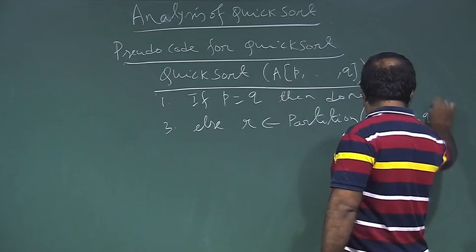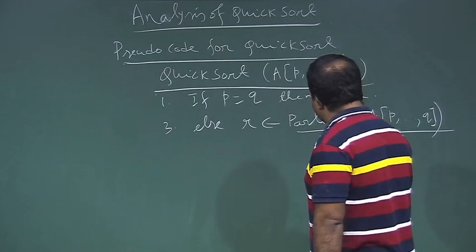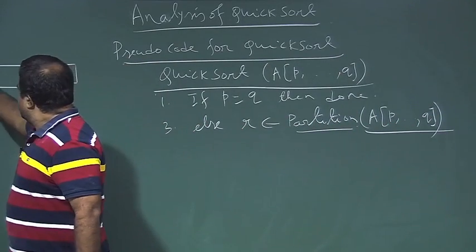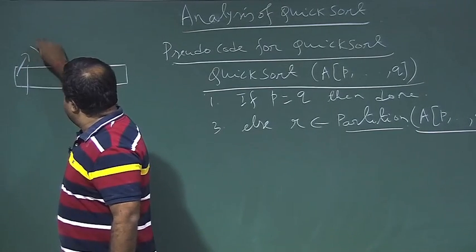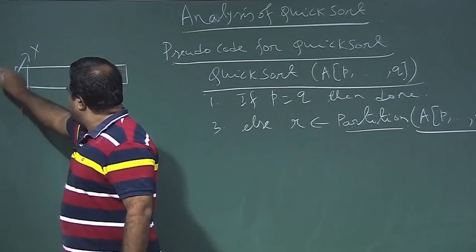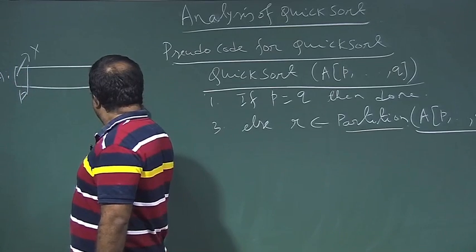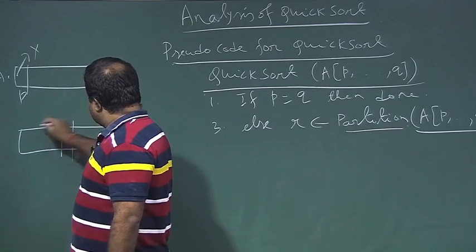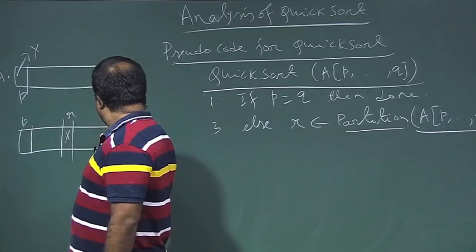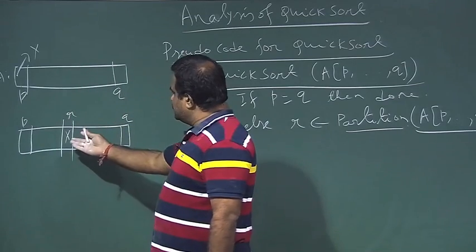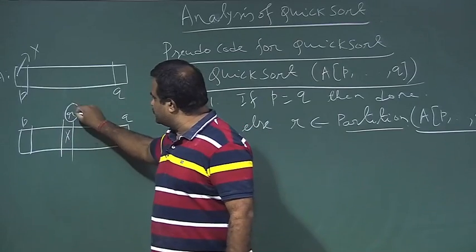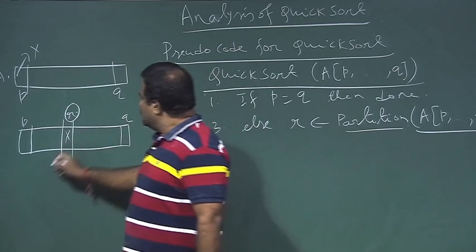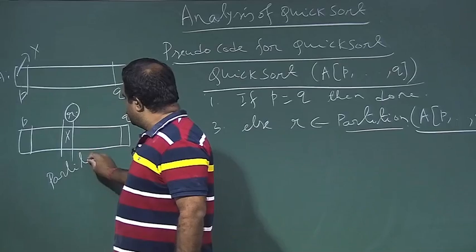We call the partition on this array, the partition subroutine, which you have seen in the last class. What will it do? It will take this array and take the first element as a pivot. So this is array A from P to Q. It is putting x in the correct position, with indices P, R and Q, and it is returning the index where it is keeping this pivot element. This is what the partition subroutine is doing.